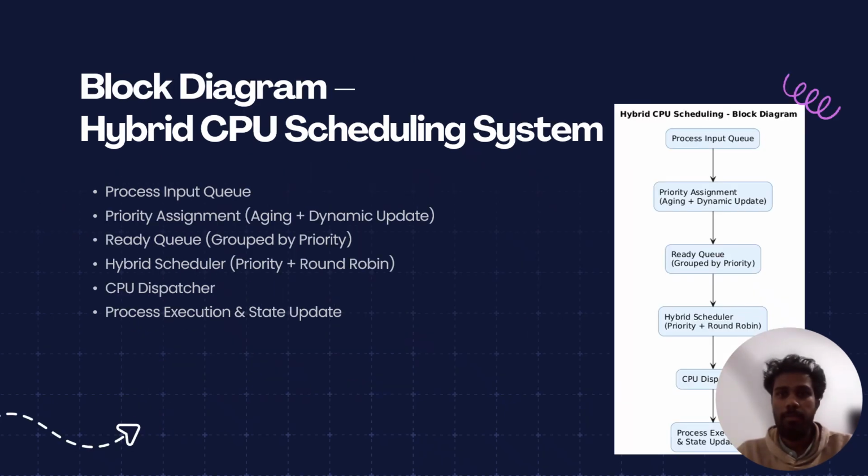Here is the block diagram. You can find the block diagram here, on the right side. The block diagram illustrates the hybrid scheduling model where processes enter the input queue, receiving dynamic priority updates with aging, then move to the ready queue, grouped by priority, and undergo round robin, with the highest priority group dispatched to the CPU. They then either exit or return to the ready queue after state updates. It ensures adaptive and effective scheduling.